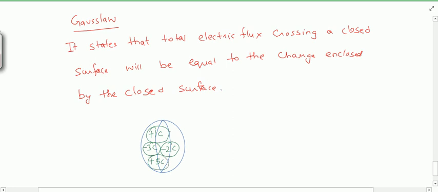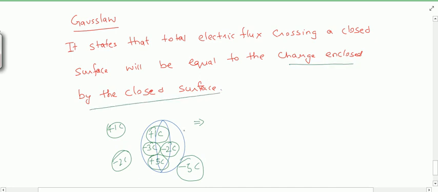तो इस पूरे सरफेस से कितना इलेक्ट्रिक फ्लक्स पास हो रहा होगा, वो क्या होगा? इसने जो टोटल चार्ज इनक्लोज कर रखा है उसके बराबर होगा। अगर बाहर कोई चार्ज प्रेजेंट है, वो मैटर नहीं करता, बिकॉज इट सेज द चार्ज इनक्लोज्ड बाय द सरफेस। सो इसमें कितना इलेक्ट्रिक फ्लक्स होगा?